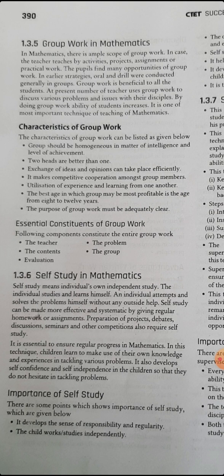The best age in which group work may be most profitable is the age from 8 to 12 years. The purpose of group work must be adequately clear. Essential constituents of group work. The following components constitute the entire group work: the teacher, the problem, the contents, the group, evaluations.